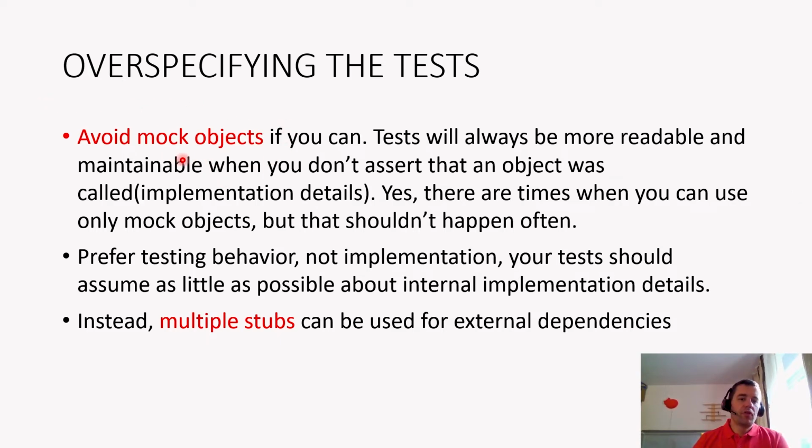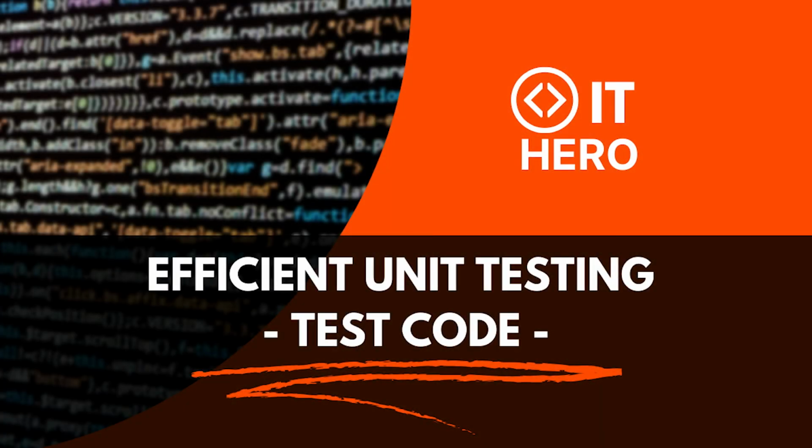So we should avoid mock objects if we can. Tests will always be more readable and maintainable when you don't assert that an object was called. These are implementation details. Yes, there are times when you can use a mock object, but that shouldn't happen often. Prefer testing behavior, not implementation. Your test should assume as little as possible about internal implementation details. Instead, multiple stubs can be used for external dependencies, as we saw earlier.